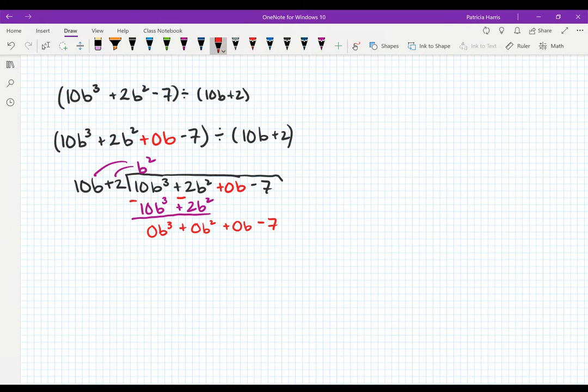Okay, guess what? You're done already, because there's no way I can multiply a 10b to get a 7 or a negative 7, excuse me. So this right here, that's your remainder. So your answer to this problem is b squared minus 7 over 10b plus 2. And that one was pretty short. Even though it looked pretty difficult or a little tricky, it was a pretty short problem. Let's do another one.